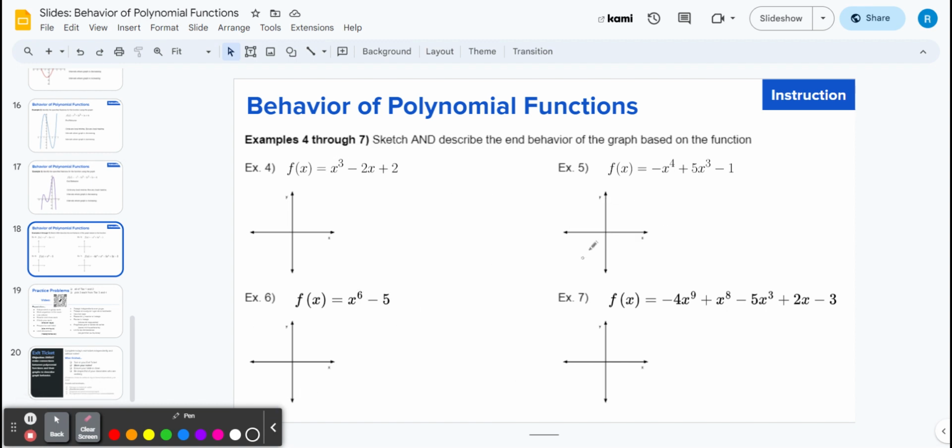All right, these next two, I want you to try on your own, and notice how we have negative leading terms this time. So try to sketch the end behavior and then write out this notation, and I will unpause my screen once I have the work done and you can check your work.